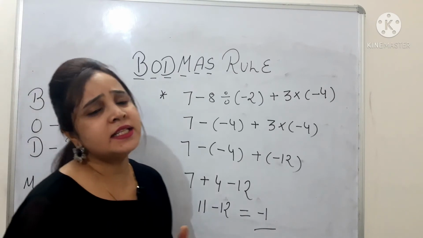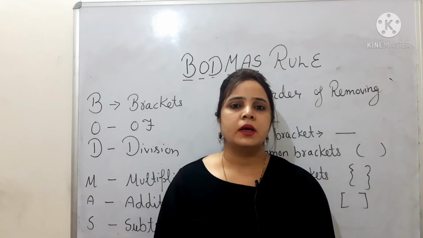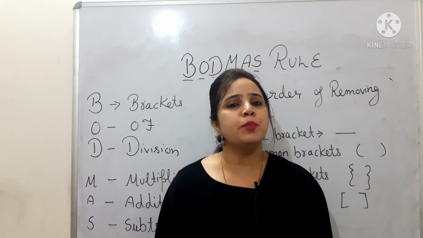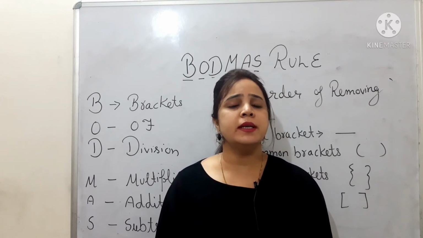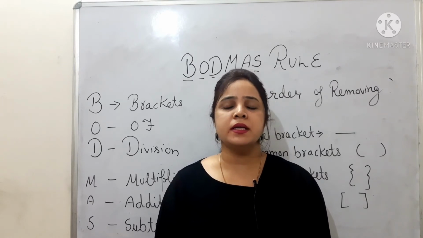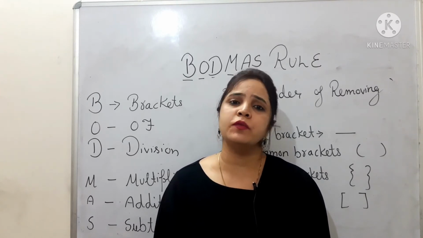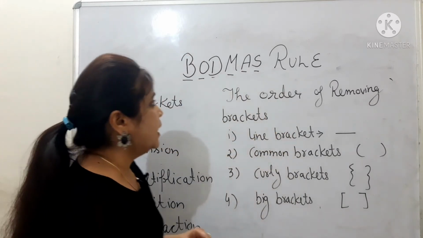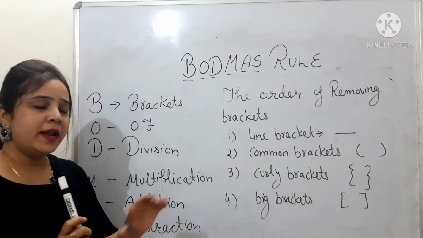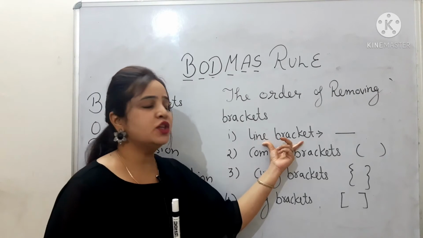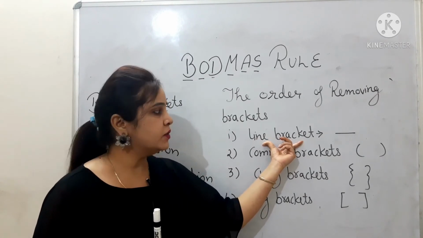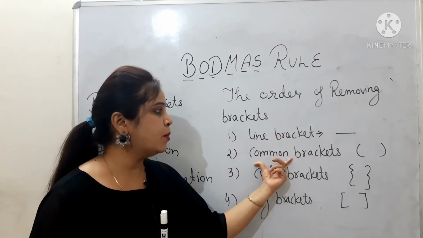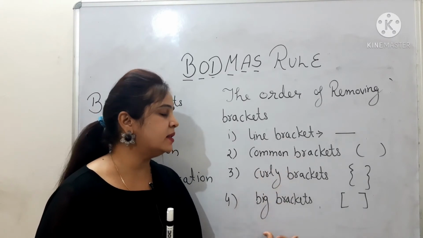Now let's take one more example to clear our doubt. Yes, students, before doing some complex problems related to the BODMAS rule, let's see how to open the brackets and what the order is for solving the brackets if multiple brackets are given. Now see, the order of removing the brackets. We have different brackets here. The first one is the line bracket, then the common brackets, then the curly brackets and the big brackets.